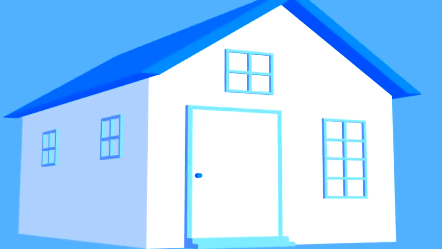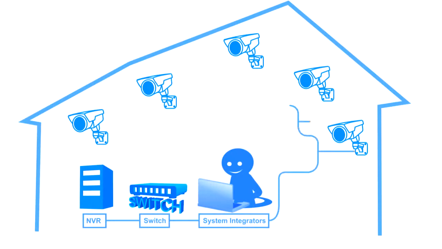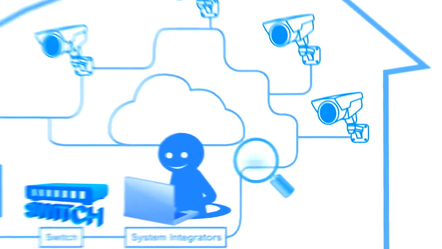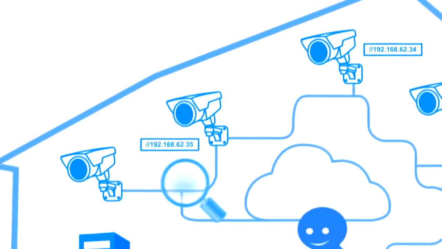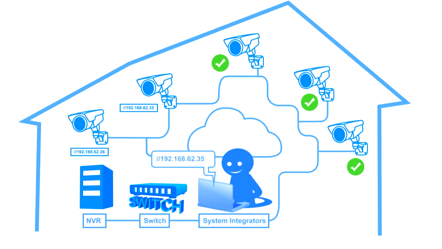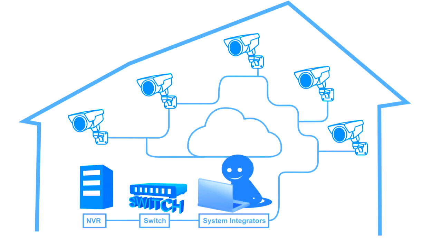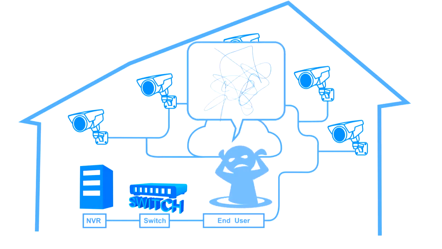How about its setup? In the LAN environment, system integrators will first need to use specific tools to discover the IP cameras on the network and then assign static IP addresses to each of the cameras. After assigning the IP addresses, each camera then needs to be manually added to the NVR one by one. The setup can be a real challenge for non-IT professionals.